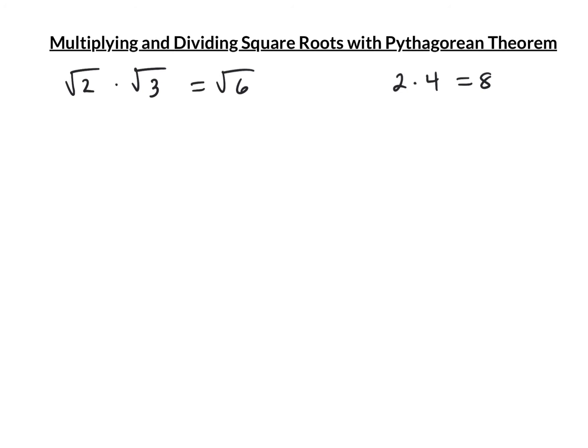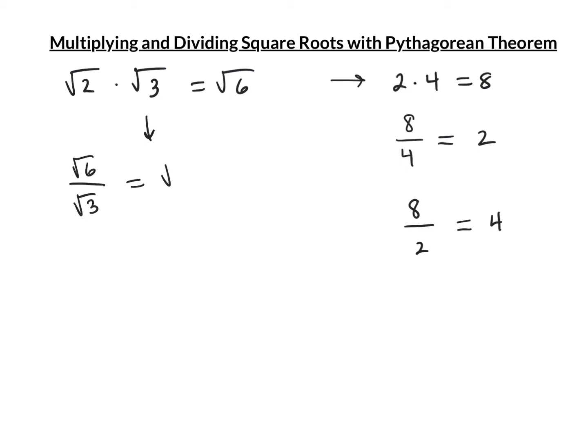Take a look at this example over here. 2 times 4 is 8. That also tells us that if I take 8 and divide it by 4, I get 2. Or if I take 8 and divide it by 2, I get 4. The same thing applies here. If I take root 6 and divide it by root 3, I get root 2. If I take root 6 and divide it by root 2, I get root 3.